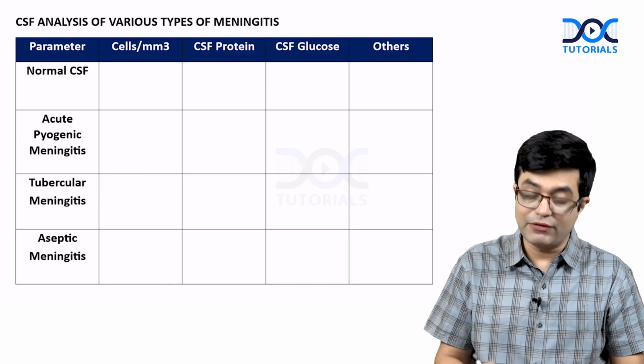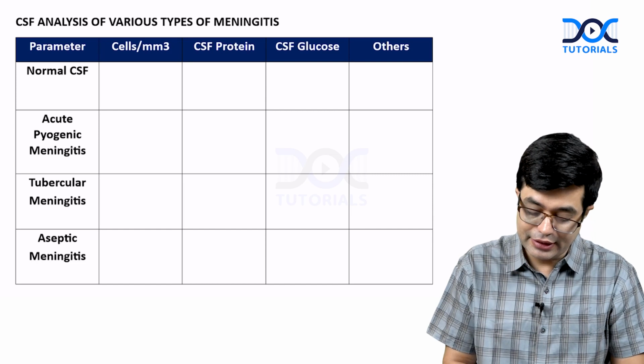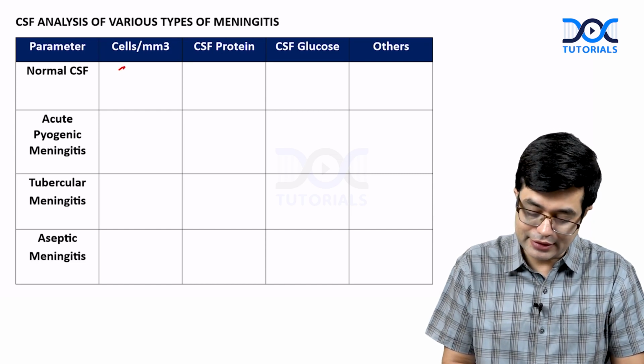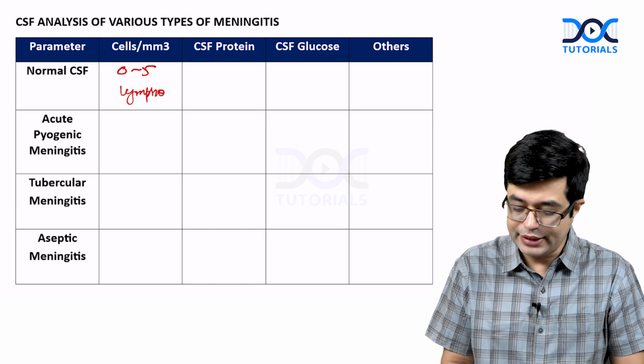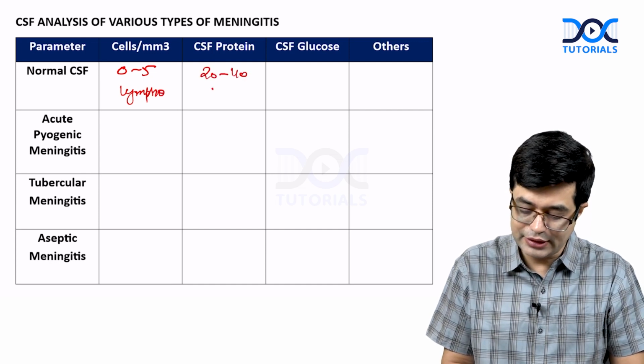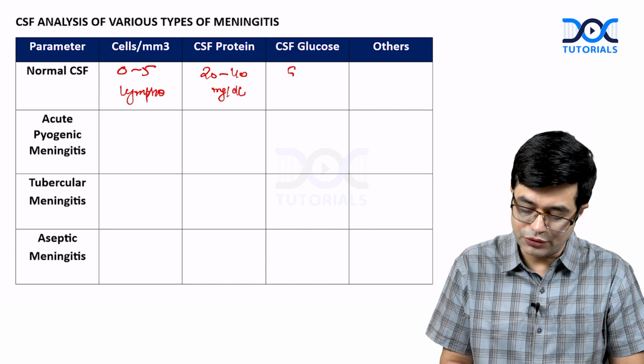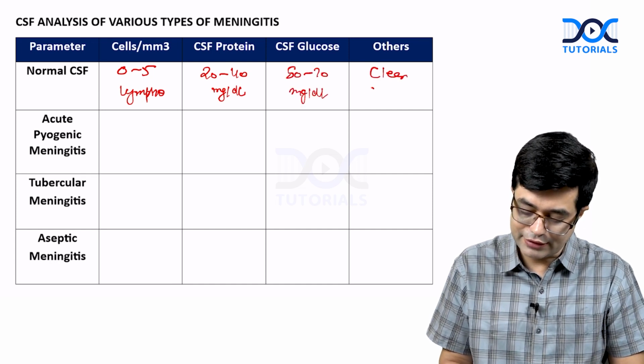So CSF findings we have already discussed. I'll just summarize again. Normal CSF, the cells are 0 to 5. They are mostly lymphocytes. CSF protein is 20 to 40 milligram per deciliter. CSF glucose is 50 to 70 milligram per deciliter. Normal CSF is clear. Normal CSF is sterile.